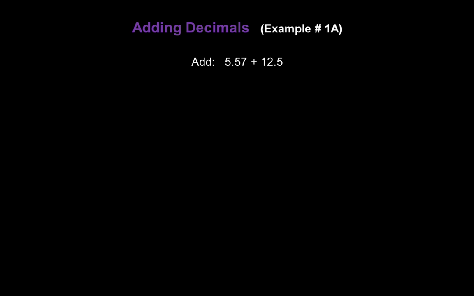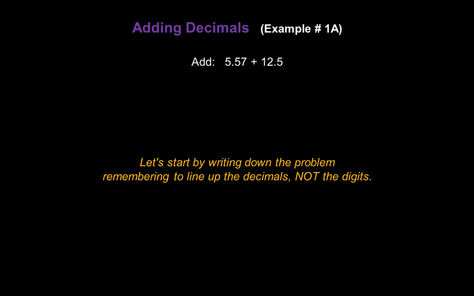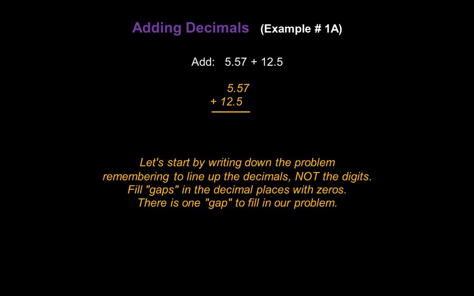Let's take a look at a few examples. Let's add 5.57 and 12.5 together. Let's start by writing down the problem, remembering to line up the decimals, not the digits. When we do that, it should look like this: 5.57 plus 12.5 with the decimals all nicely lined up. Now we're going to fill gaps in the decimal places with zeros. There is one gap to fill in our problem, and it's right after the 5 in 12.5, so we'll put a 0 in there.